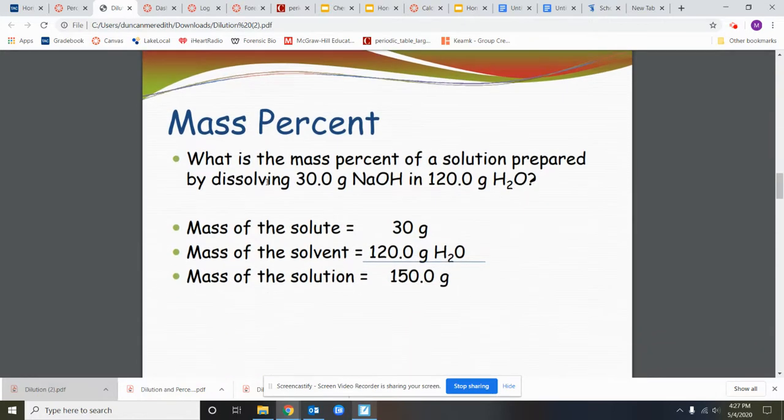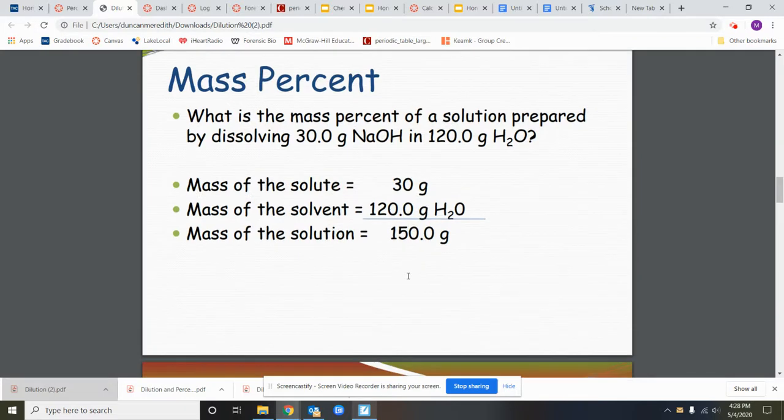What is the mass percent of a solution prepared by dissolving 30 grams of sodium hydroxide in 120 grams of water? This is an example in which your solute and your solvent are given to you separately. 30 grams is the mass of your solute, so that would be your top number. But 120 is not the mass of your solution. Your solution would be these two added up together, so your solution would be 150.